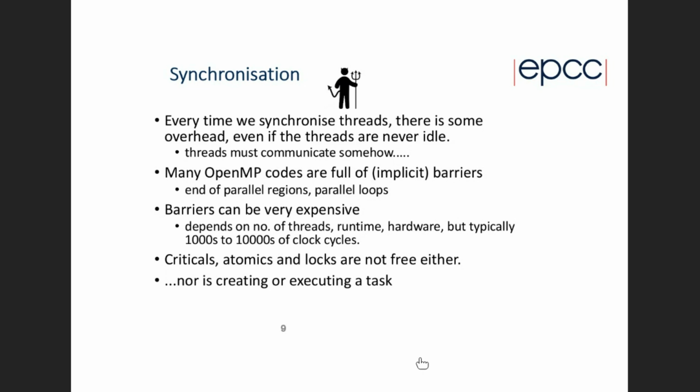Again, many OpenMP codes are full of these implicit barriers, and they can be quite expensive. It depends on the number of threads and the runtime and the hardware and so on. But typically we're looking at thousands to tens of thousands of clock cycles to do a barrier synchronization. So that can all add up. And obviously other things like criticals, atomics, and locks are not free either. And I haven't talked about tasks, but creating and executing tasks also comes with some cost.